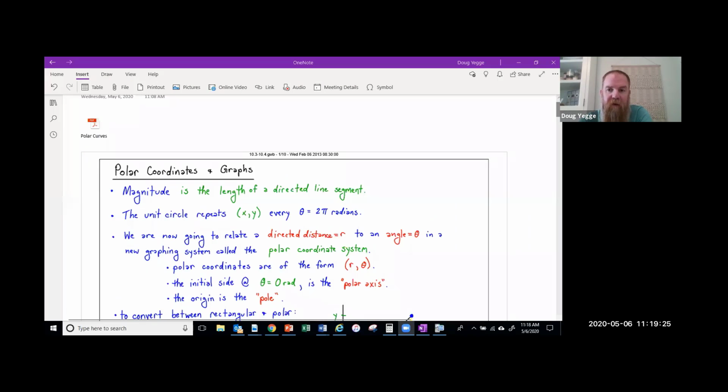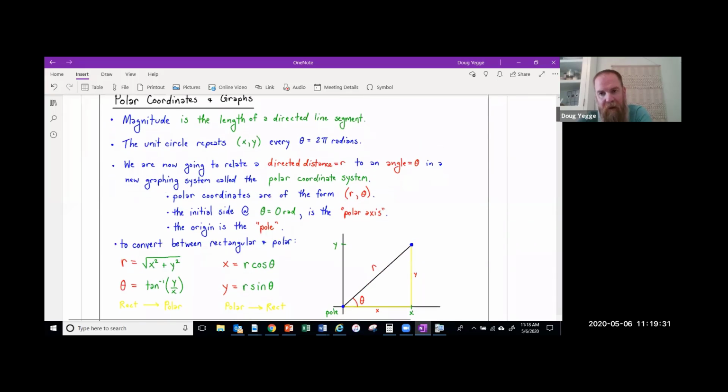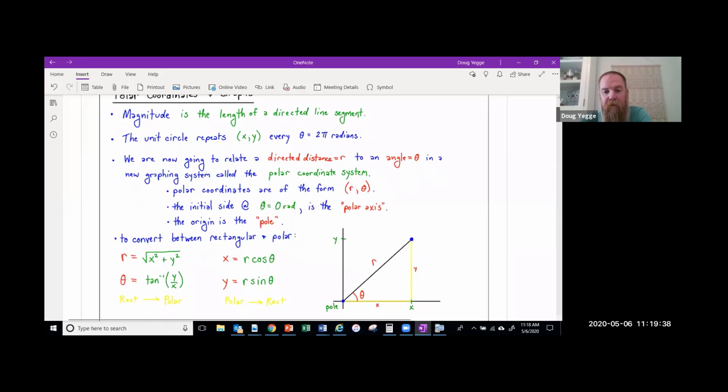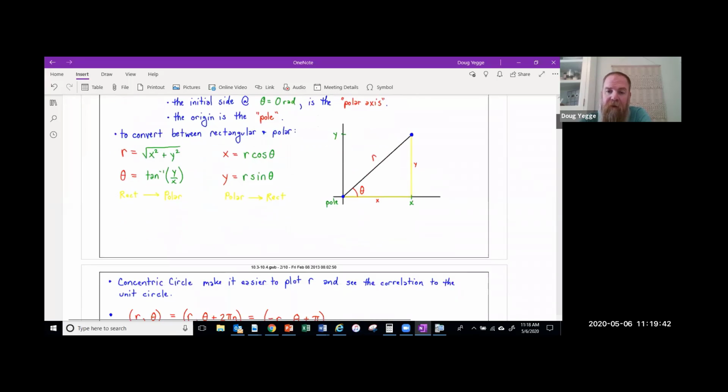On the notes here, I've gone ahead and included my lecture notes just on polar graphs and curves as well, just kind of what the recap would be. So if you have some issues, I would encourage you to go back through the first few slides in this particular component here.